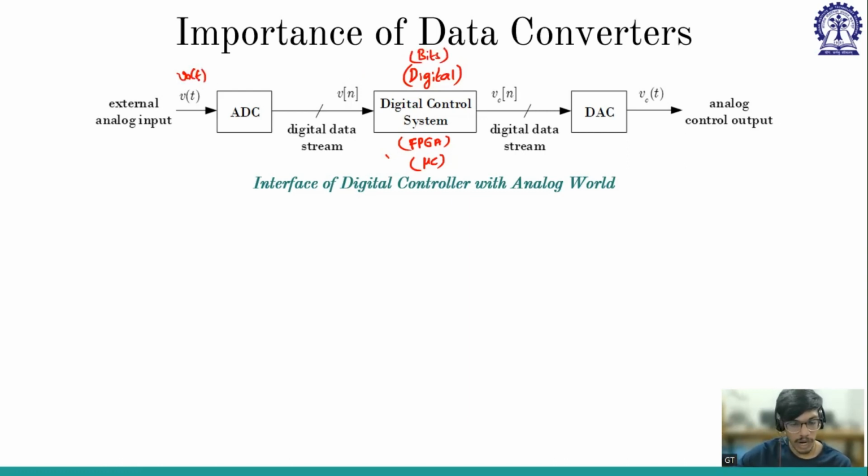So we have to convert this V naught of t into the language this FPGA understands. So this V naught of t should be digitized, say n number of bits, say 10 bits or 20 bits. So that's why we need ADC, which will convert our analog input to some digital output, which will be fed into the digital control system. And maybe we will not use DAC in voltage mode control, but in current mode control we need it.